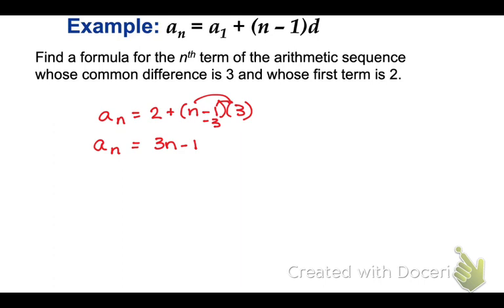So the nice thing about this is now can I find any term I want? Yes. This is called an explicit definition, meaning I can find any term I want. Recursive means I have to reoccur and do it more often, and you'll see that in a minute. They're not the fun ones.